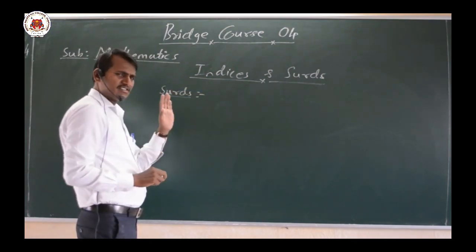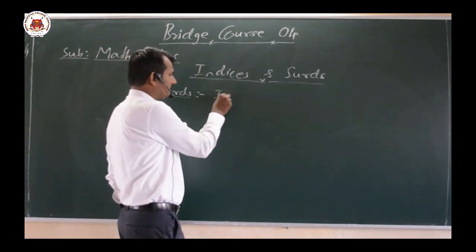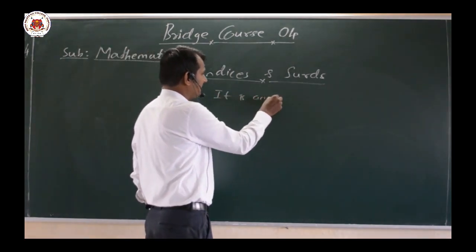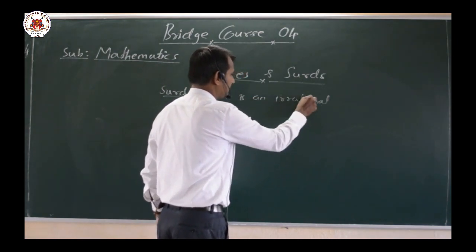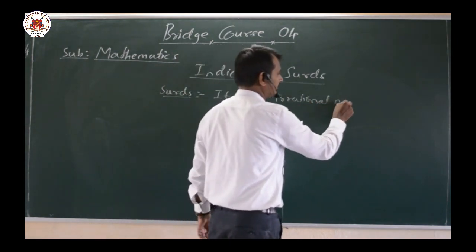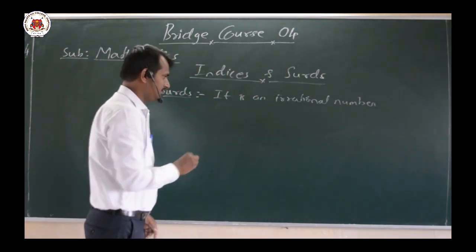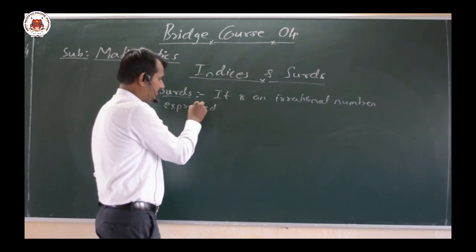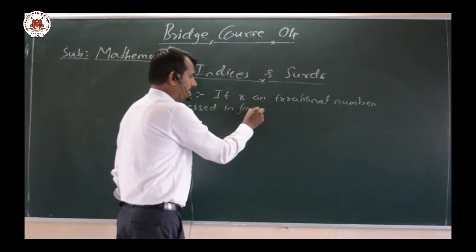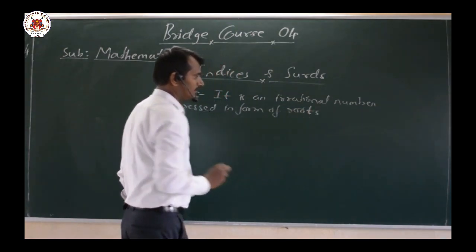Surds, it is nothing but a part of an irrational number. A surd is an irrational number expressed in the form of roots.